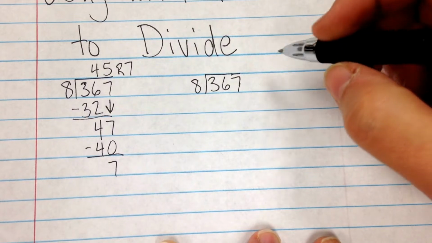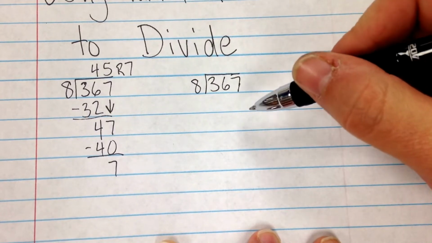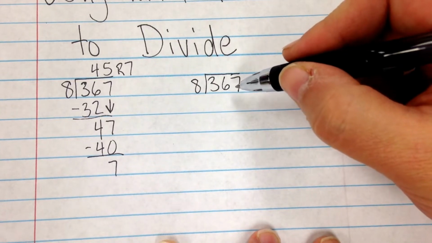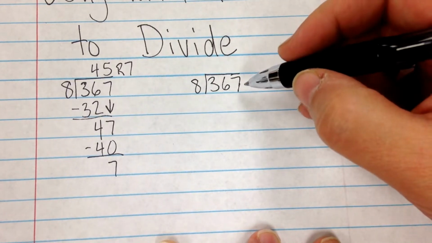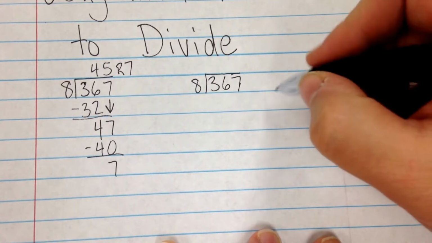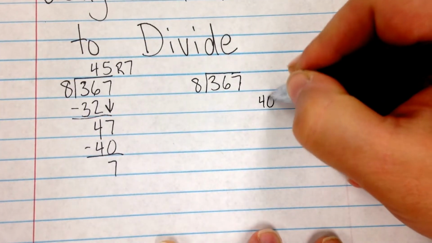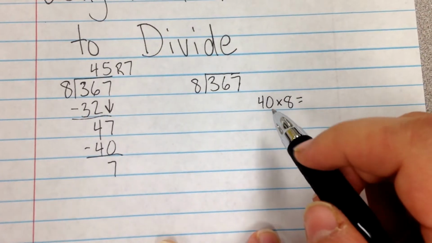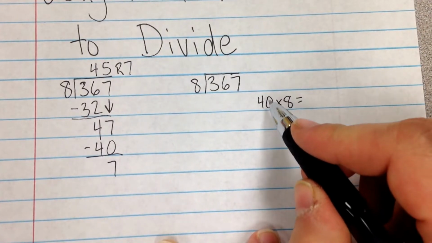30 times 8 is 240. How about 40? 40 times 8 is 320. It's getting close now. 50 times 8 is 400, which is too much. So I'm going to use the 40 times 8. Let me write that down here. 40 times 8. Now, an easy way to do this, which we teach the students, is that 0 there.